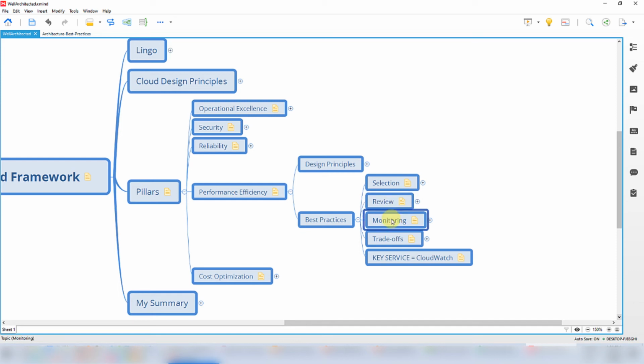As for monitoring, monitor the performance metrics from every component and trigger actions when performance thresholds are breached. Alarms can trigger automated actions on badly performing components.